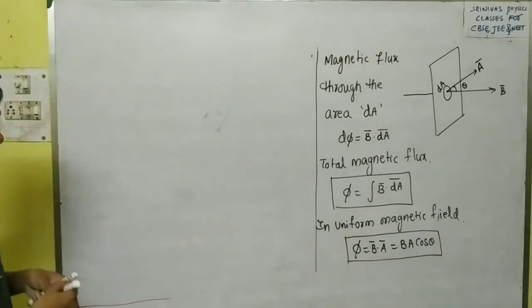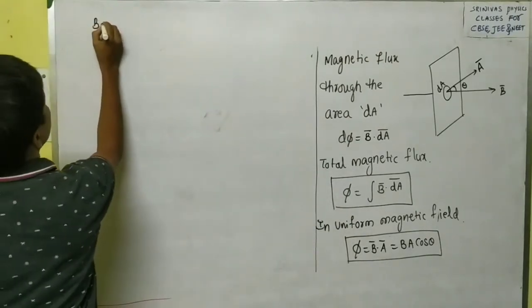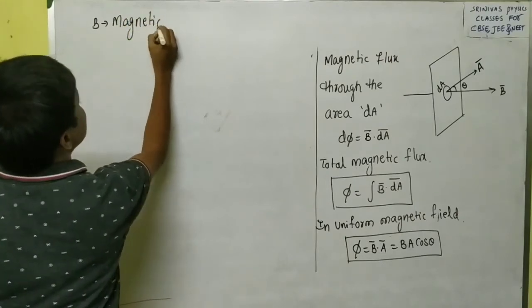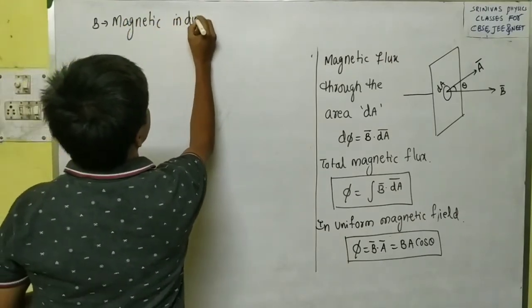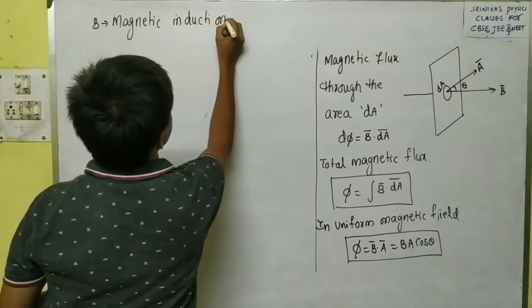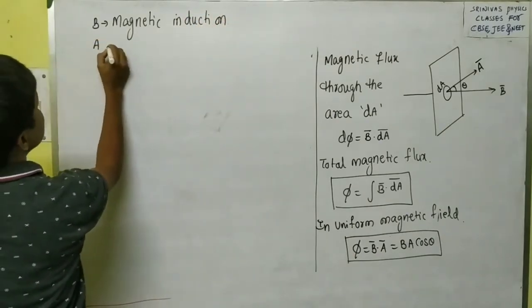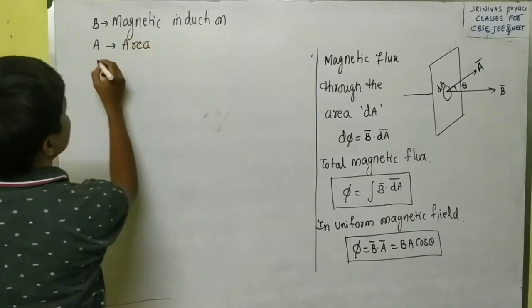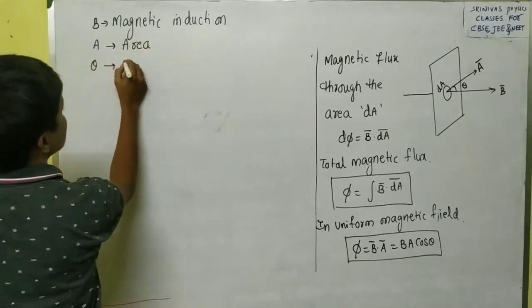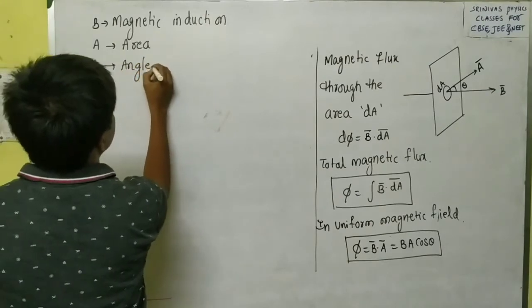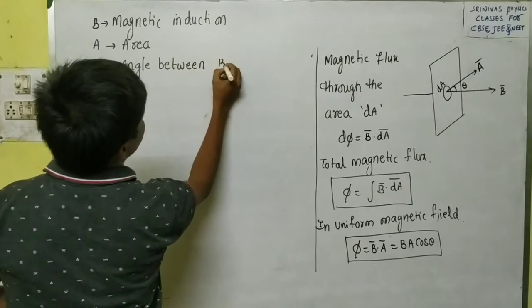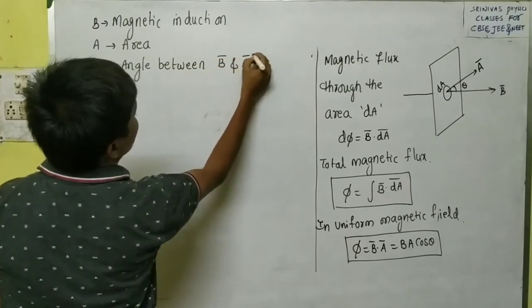Okay, you see here, what are the terms here? B is the magnetic induction. Its unit is Tesla. And A is the area, surface area. Theta is the angle between B bar and A bar.